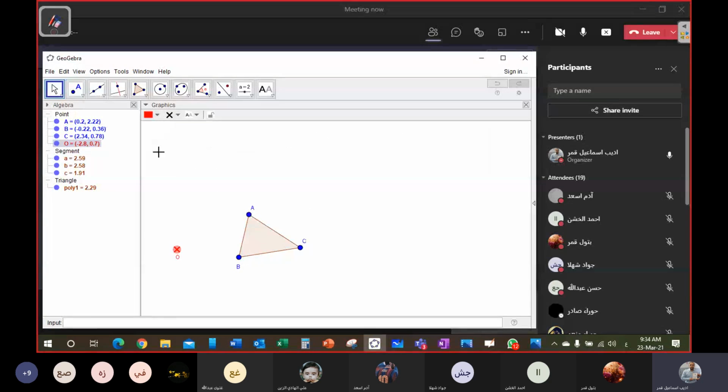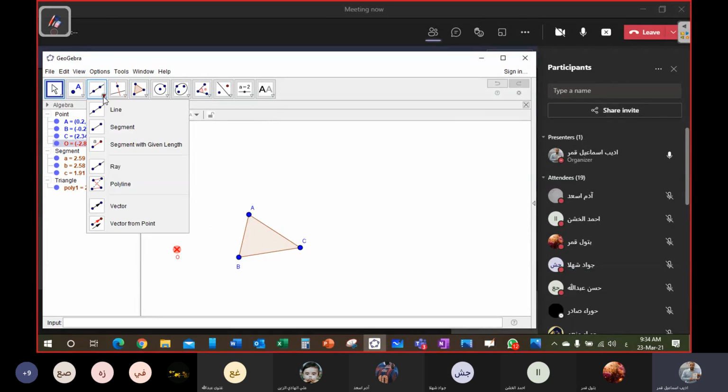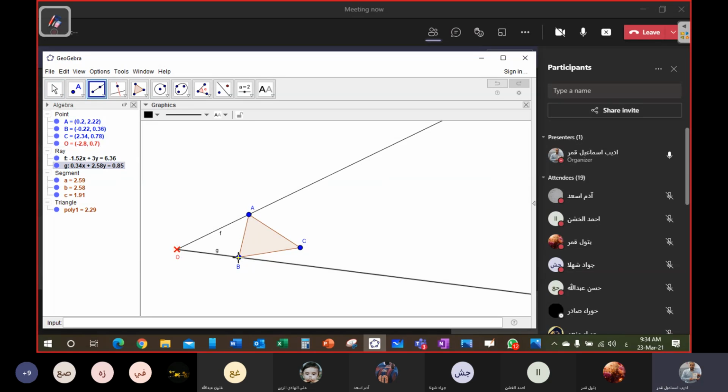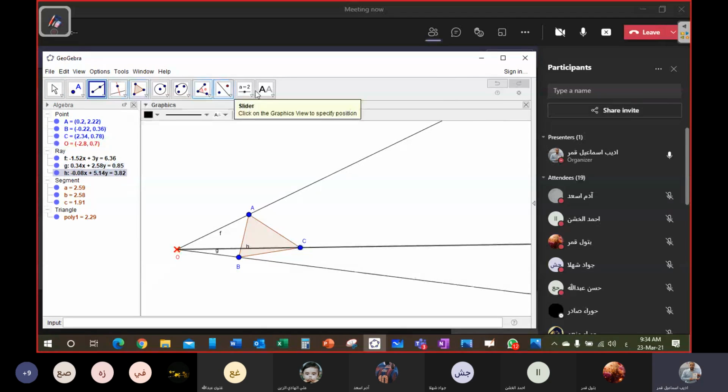Let's draw them here. And please start on your copybooks. Follow up on your copybooks with this example. We draw the rays OA, OB, OC. Draw these three rays. OA, OB, and OC. Okay, follow up to here.